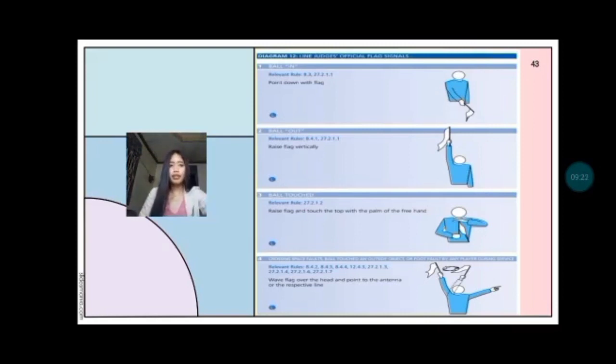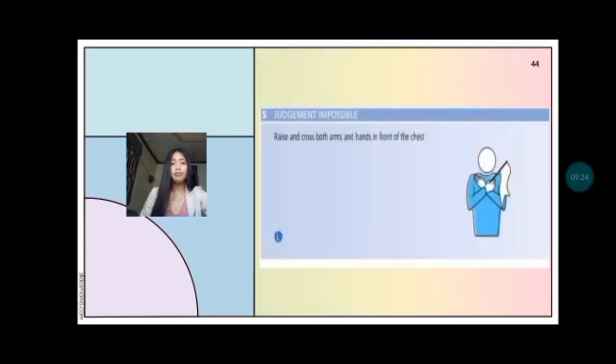Last one is the judgment impassable. It is named with the referee's official hand signals, but you are going to get the flag and cross it. It is also designed to signal the end of the match.